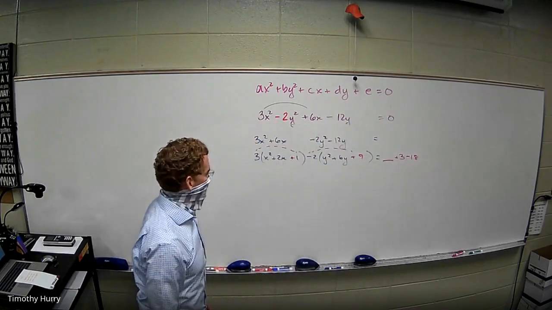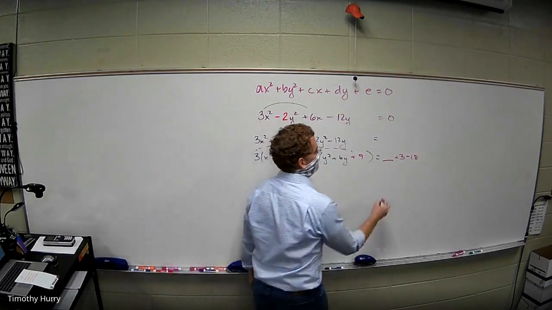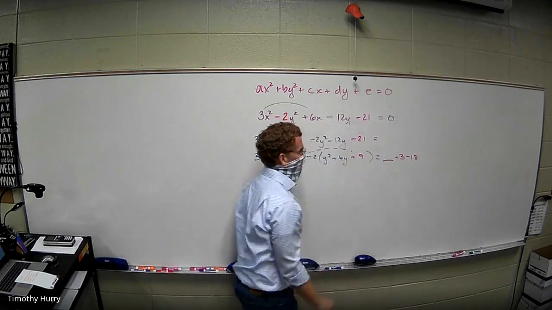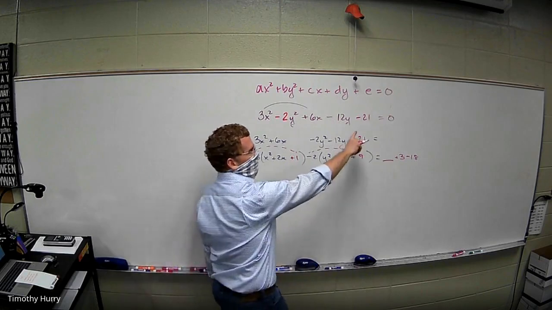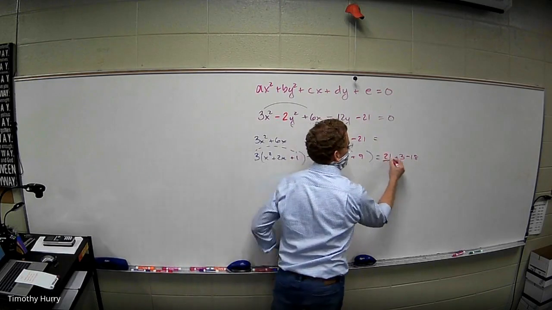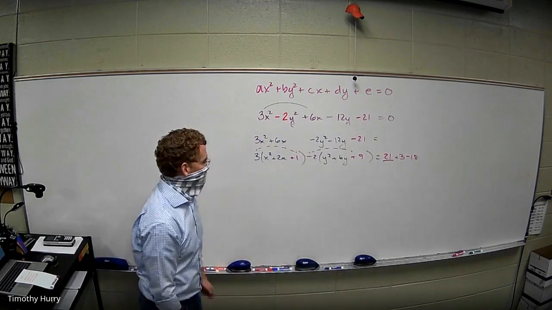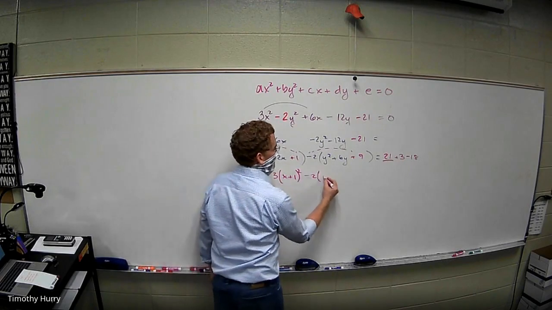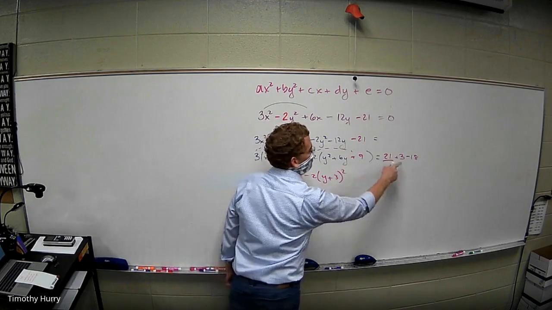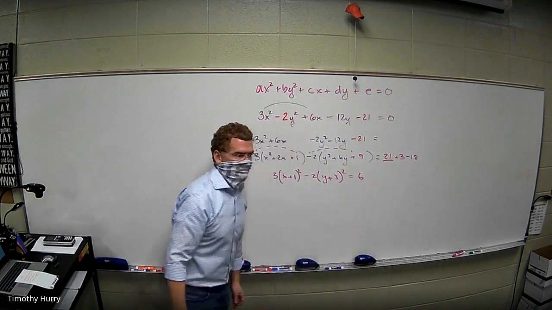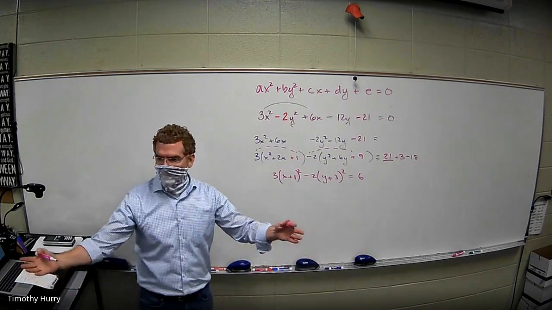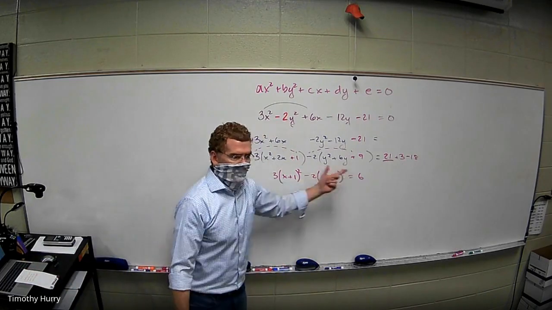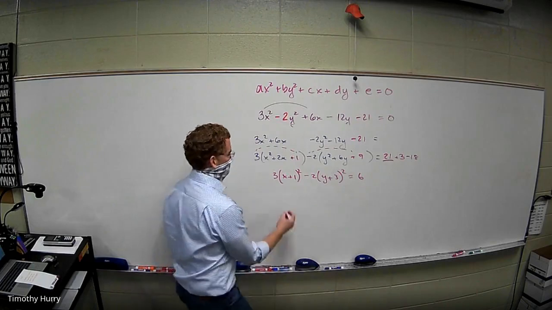And let's just say this was a -21 in the original problem. If you put -21 up there, that means you would have added a 21 over. So when all is said and done here, check it out, you get 6. And like any good ellipse or hyperbola, we want that to be equal to 1. So we divide through by 6.